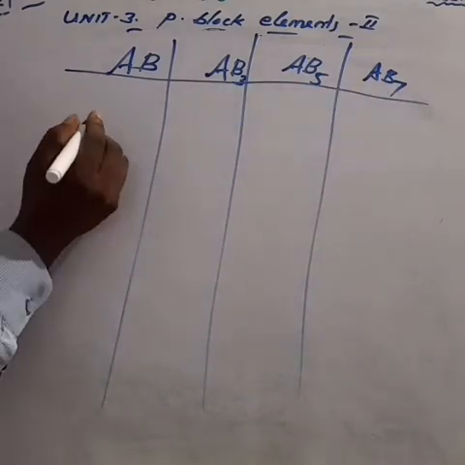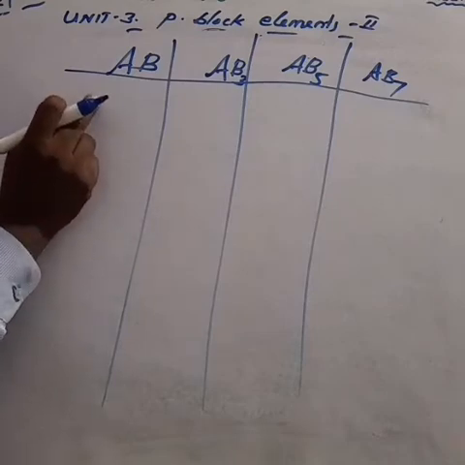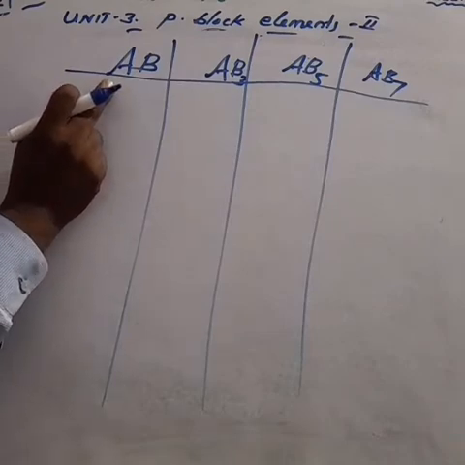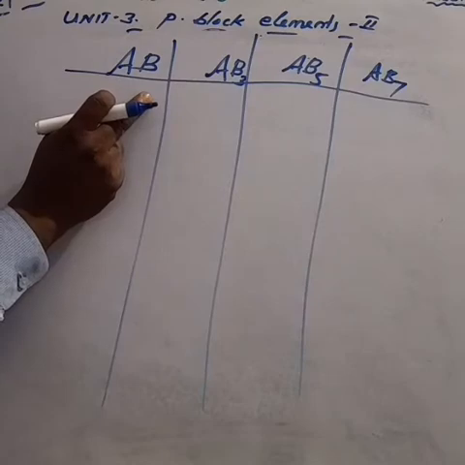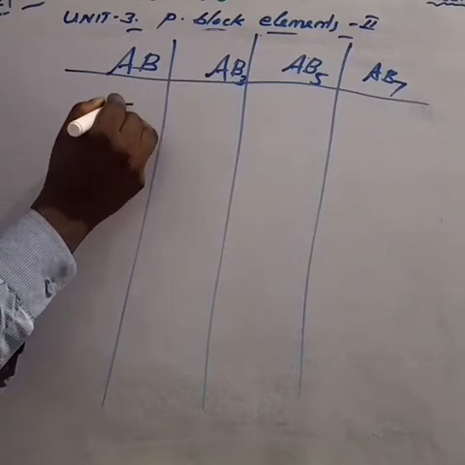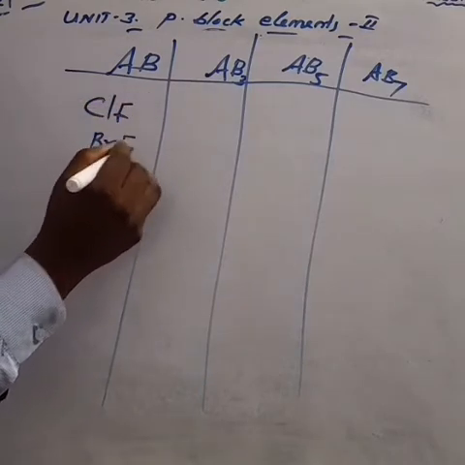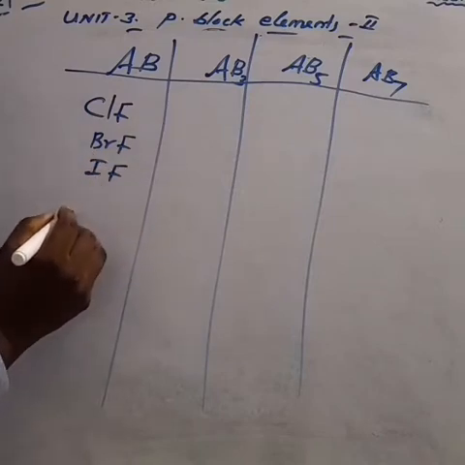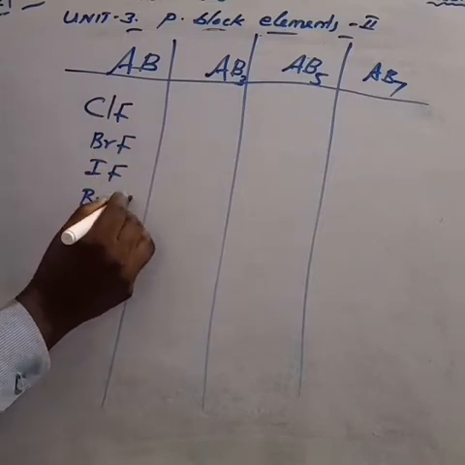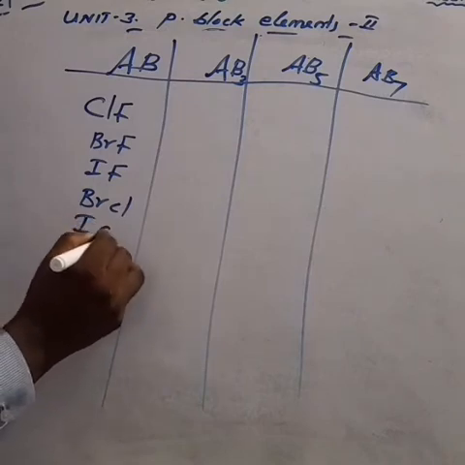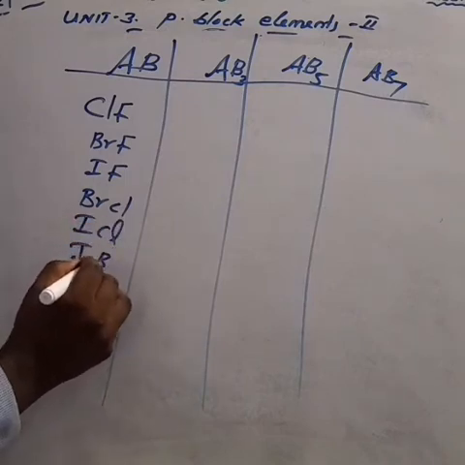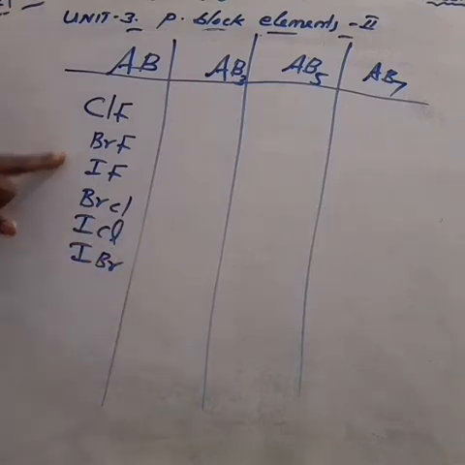AB means A has a single atom and B also has a single atom. For example, ClF, BrF, IF, BrCl, ICl, IBr. These all have single atoms. This we call AB.